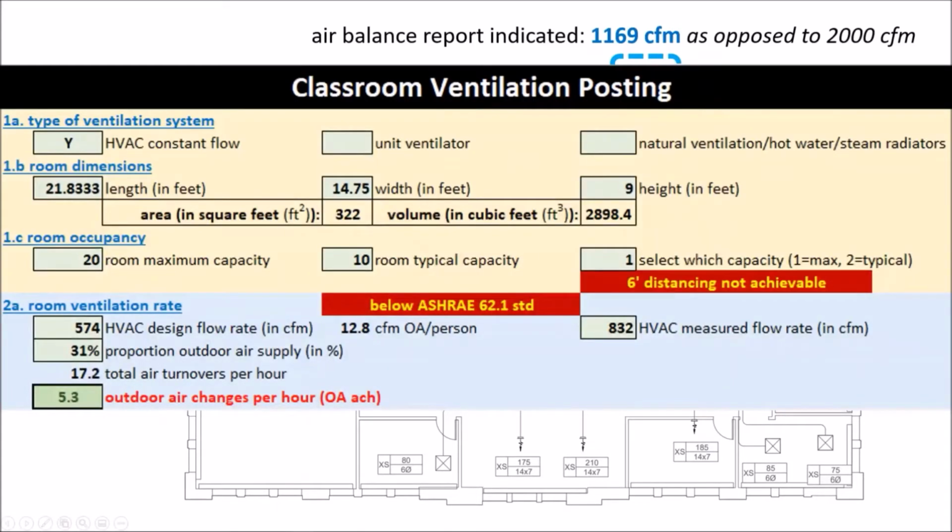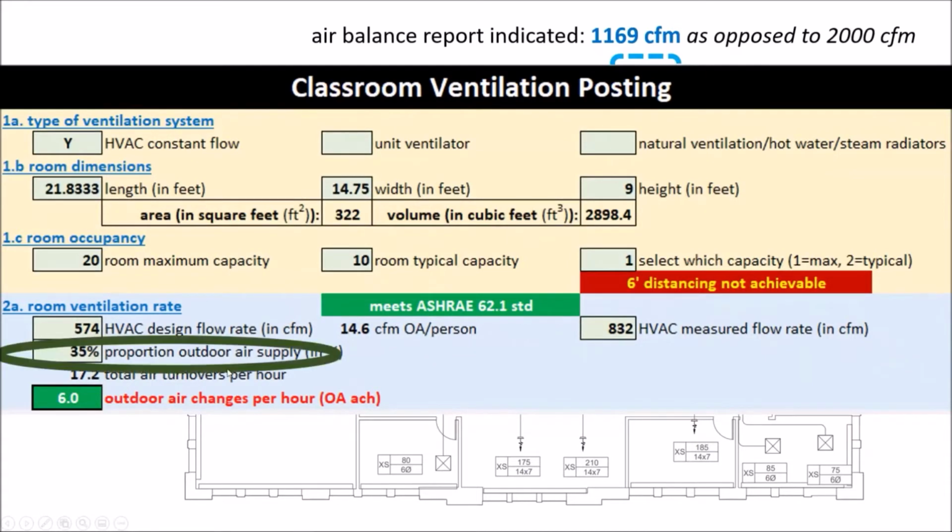So when we add these numbers into it, here we have Masood's measured flow rate, 832. And so the program takes this number instead of the 574 because it's measured. And then you see we're approaching the 6. We're at 5.3 air changes per hour. We're still below the ASHRAE standard, though. And only when we go up to 35% outdoor air do we start meeting the ASHRAE standard. And then we have 6 air changes per hour, and then we're finally at our target.